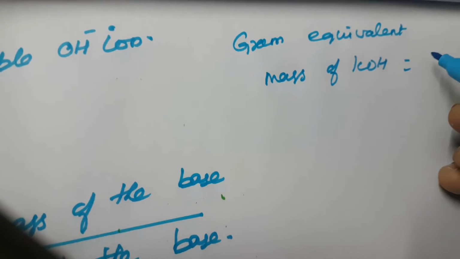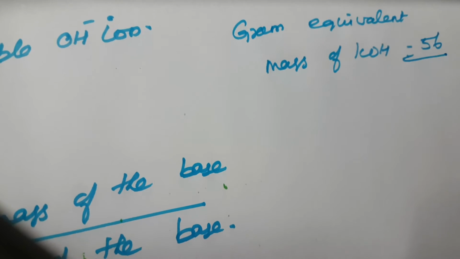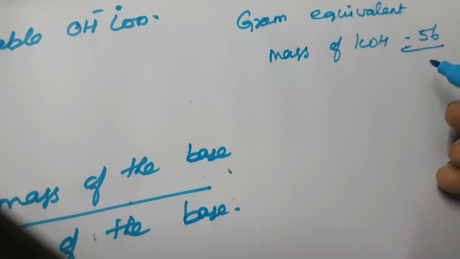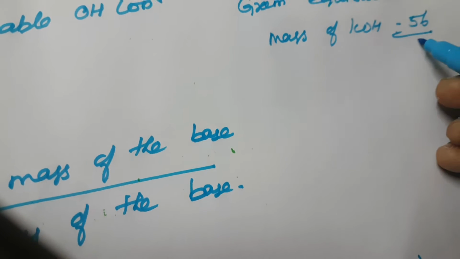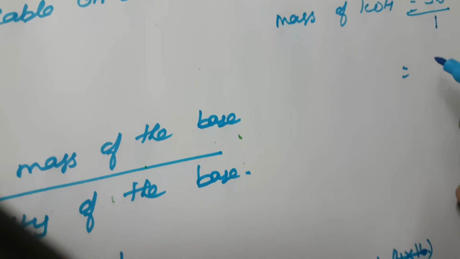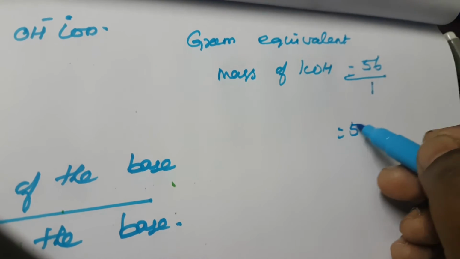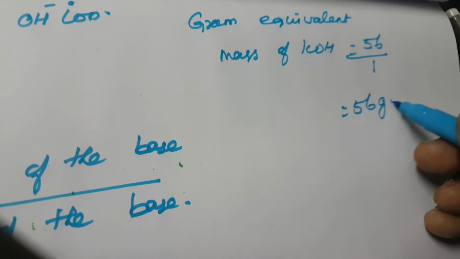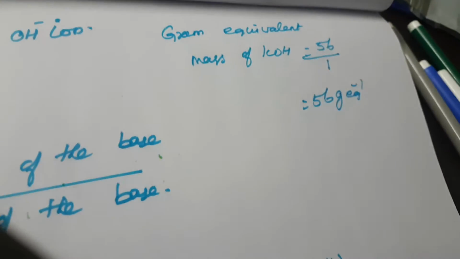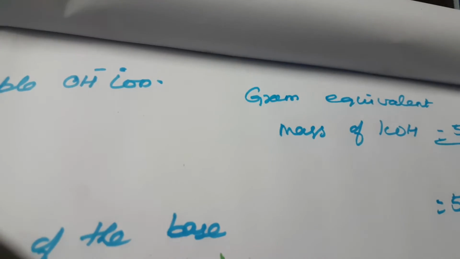So the molar mass is 56, divided by the basicity, which is only 1. Divided by 1, the answer stays the same. So that is 56 gram equivalent⁻¹. This is the gram equivalent mass for the basicity.